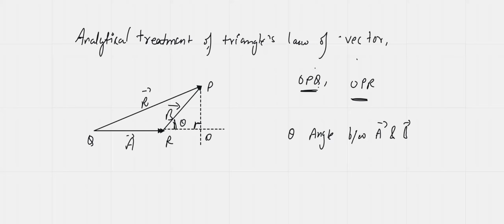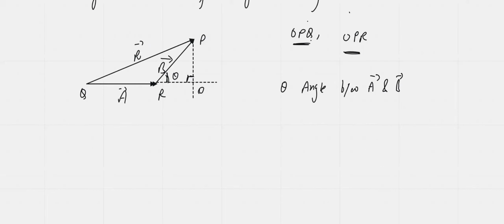Okay. So let's go with the first, the O P R triangle. Let's go for the bigger triangle. Due to the Pythagoras theorem, I can simply say that QP square comes out to be OP perpendicular square plus OQ square. Can I say this? Yes, by Pythagoras.